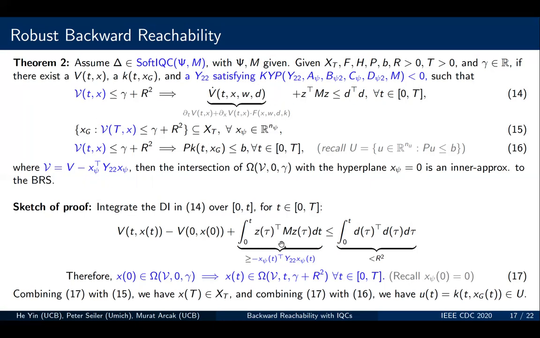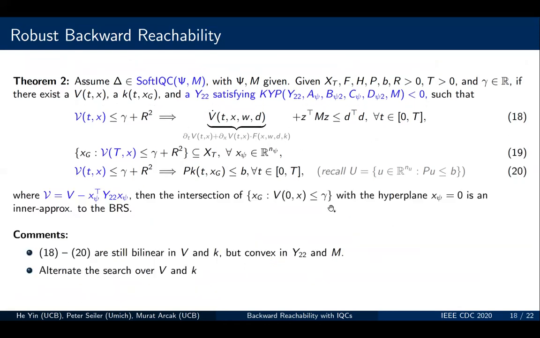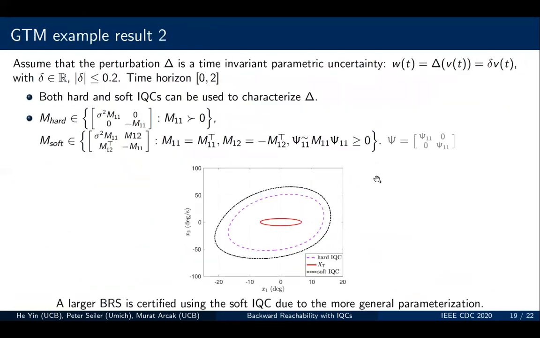Using the lower bound for the quadratic term and the bound on the L2 norm of D, we have that the gamma plus R squared sublevel set of calligraphic V is acting as a funnel. To solve for V and K, we still alternate the search over them. Here comes the last example.